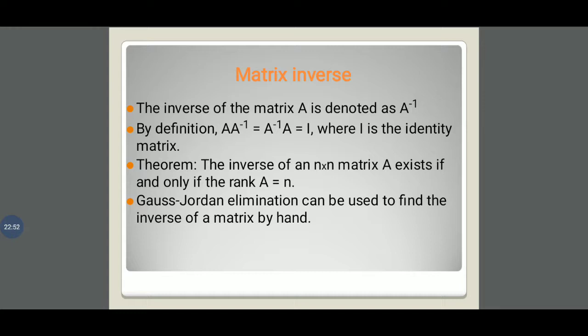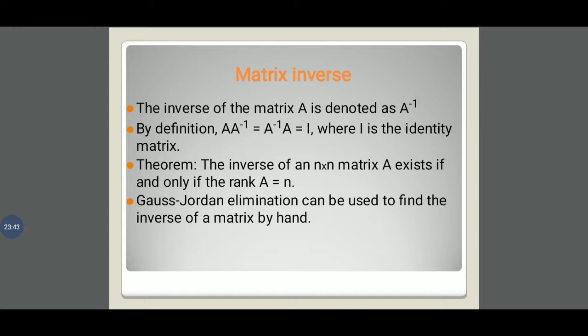Theorem: the inverse of an n by n matrix A exists if and only if the rank of A is equal to n. What the theorem states: the inverse of the matrix A exists if the rank of A is equal to n. A rank of A equal to n, what does it mean? There exists at least one minor of order n, that is the matrix itself, the determinant value of the matrix itself is not equal to 0, because we are saying n is the rank for that matrix. Minor of order n not equal to 0 means the determinant value of the matrix should not be equal to 0.